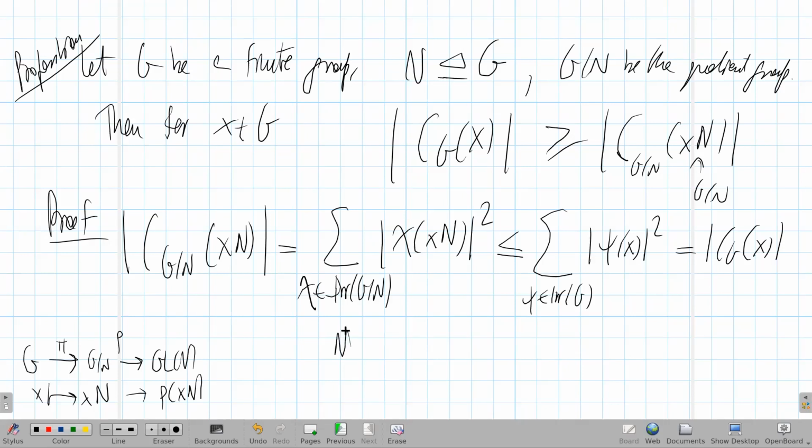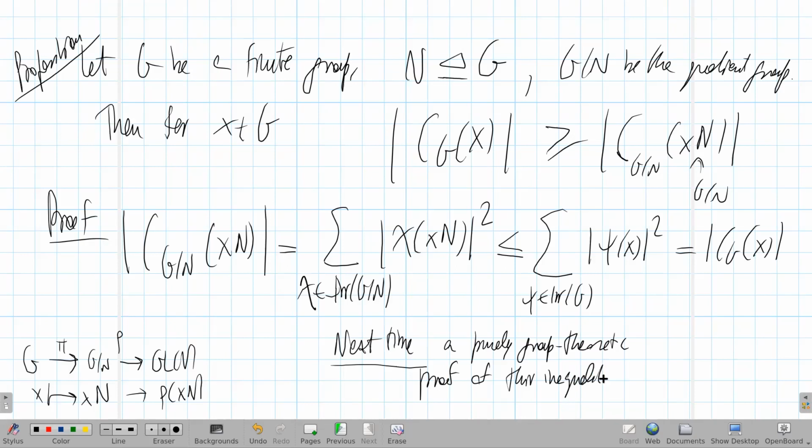Next time, since we will need to refresh these formulas, it's good that I stop here, because otherwise I have to rush, and this is exactly what I don't want to do. Next time we will see a purely group theoretical proof of this inequality. Because you can prove it.